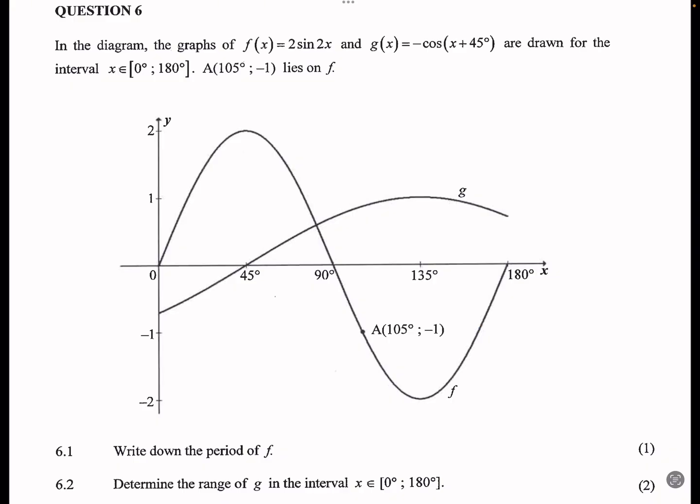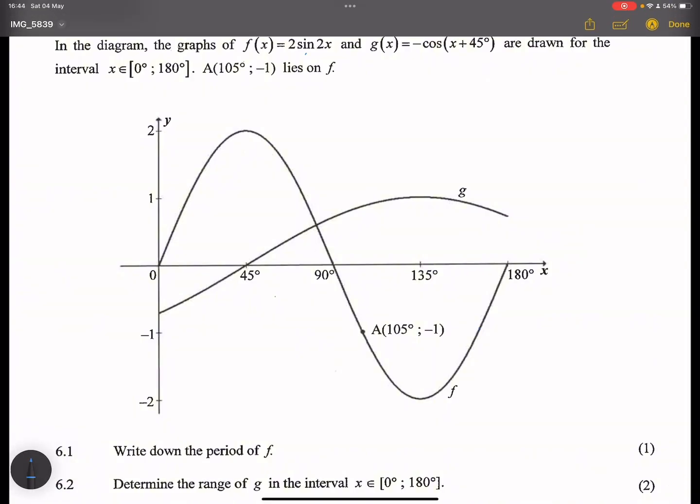Now, first of all, ladies and gents, let's look at the frequency. The frequency of f is 2. So remember, we always calculate the period by saying the period is always 360 for a sine graph, divided by the frequency. So the frequency is 2, and therefore it means that the period is 180. All right, and they say to us, determine the range of g in the interval 0 to 180.